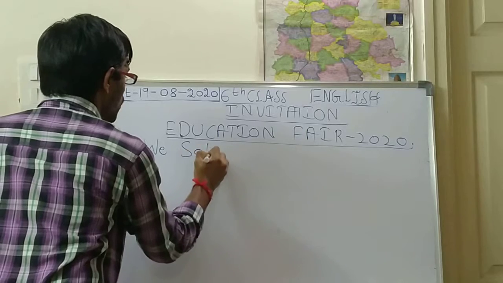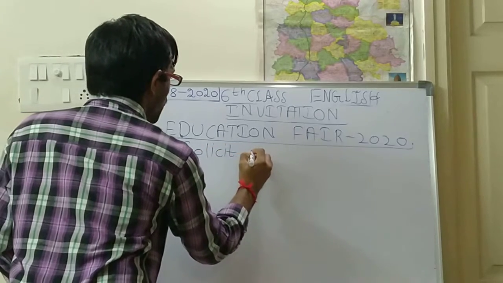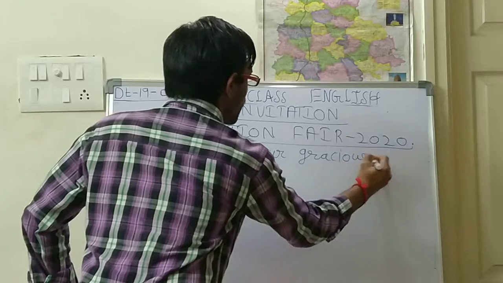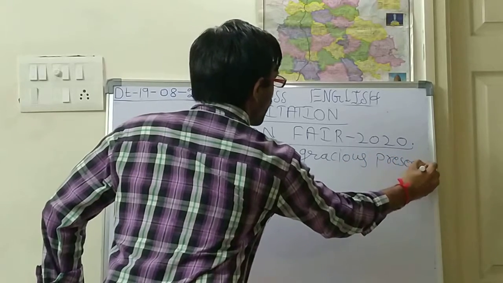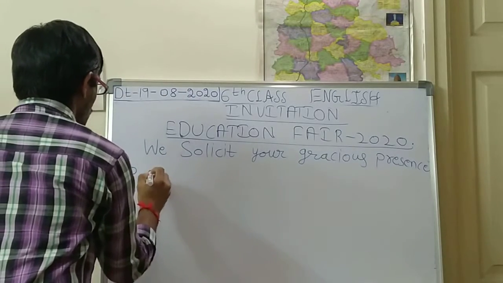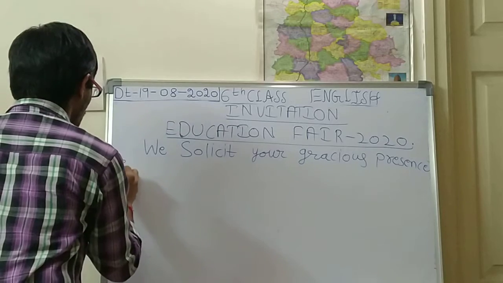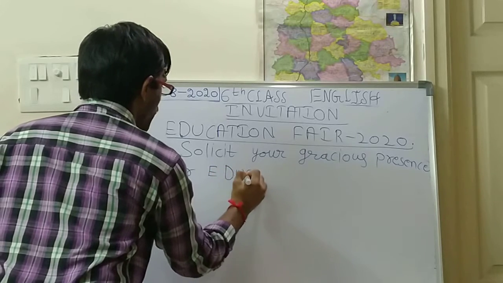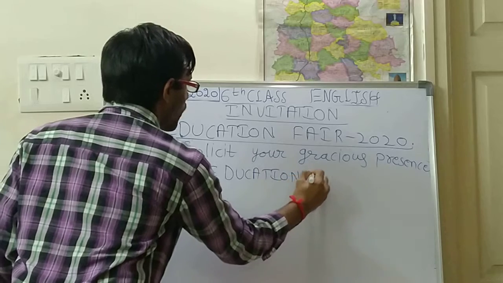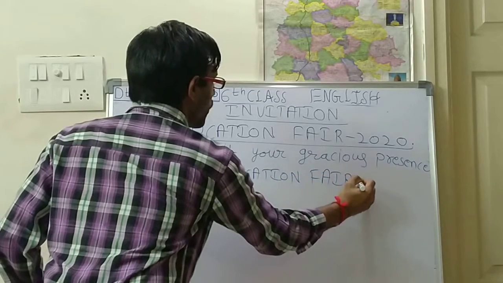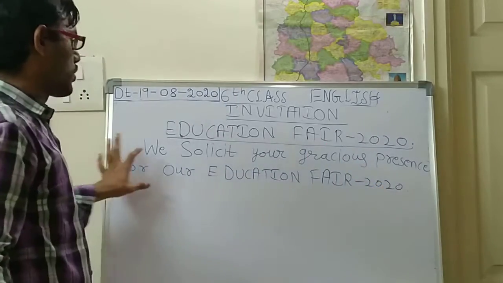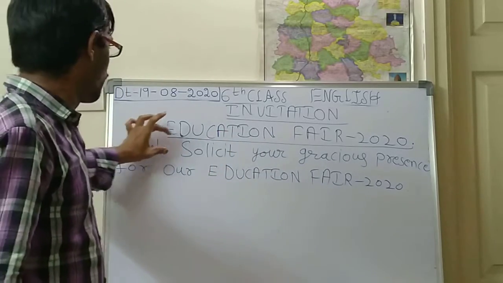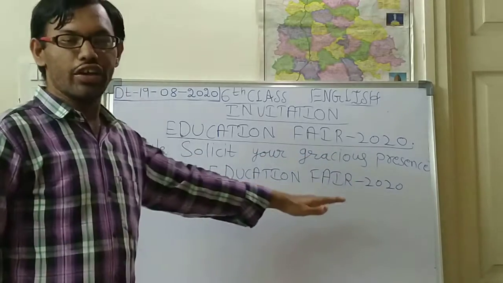After this, next step: We solicit your gracious presence for our education fair 2020. Like this you have to write. This is the first invitation sentence, the welcome sentence: we solicit your gracious presence for our education fair 2020.